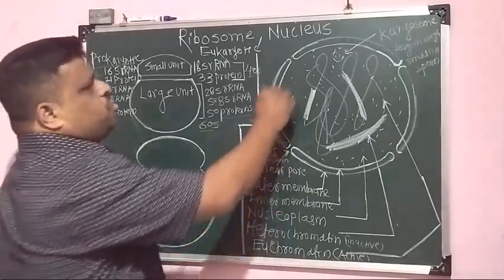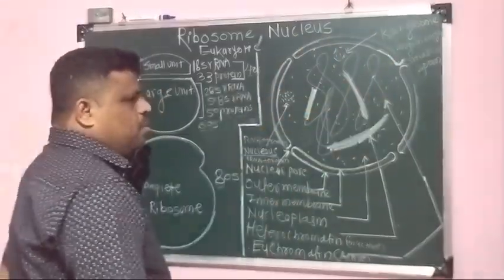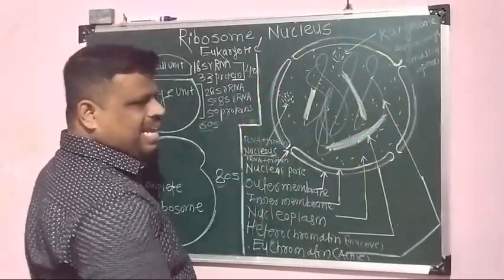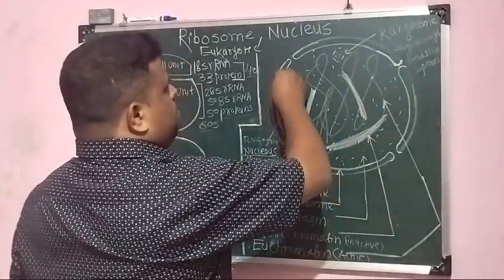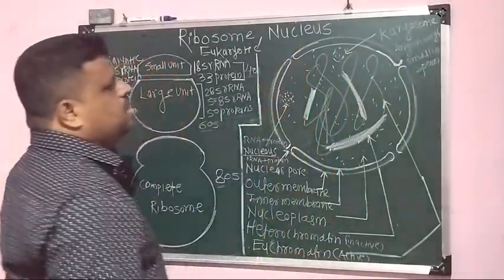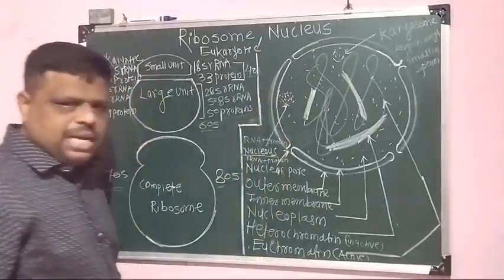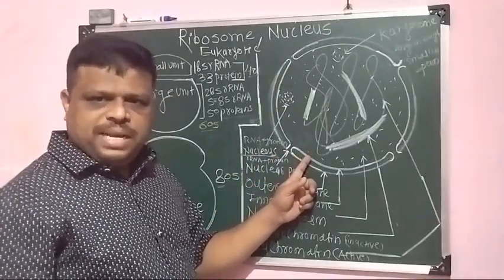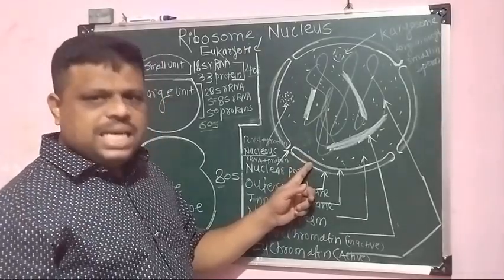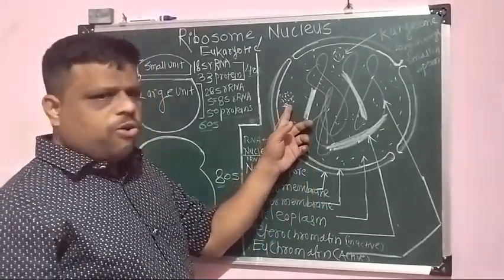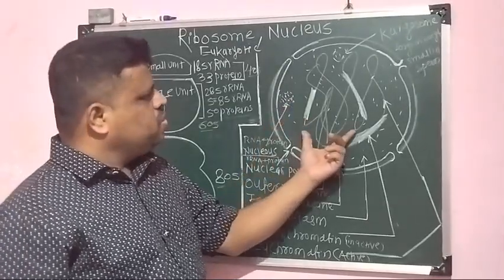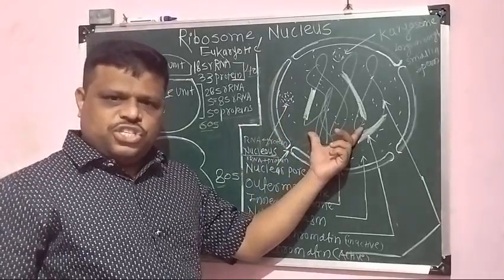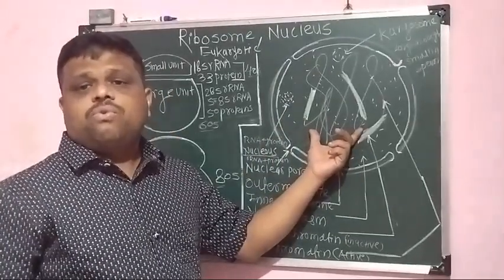Let us see the structure of this nucleus. A typical nucleus consists of an outer and an inner membrane. This is the outer membrane, this is the inner membrane. So a typical nucleus consists of the nuclear membrane, which has an inner membrane as well as an outer membrane. Then the dark stained body is called the nucleolus. Then this is called the chromatin network. Later on, after condensation, this reveals a definite number of chromosomes.